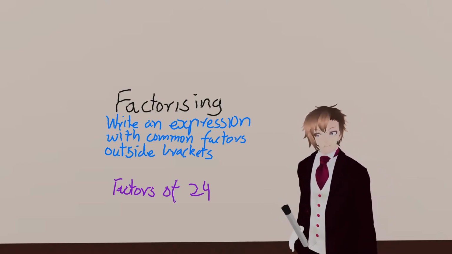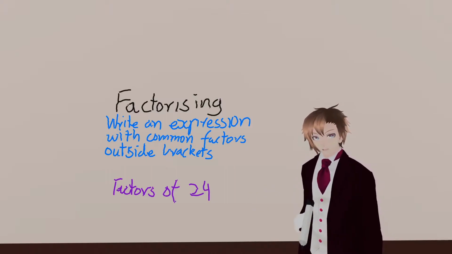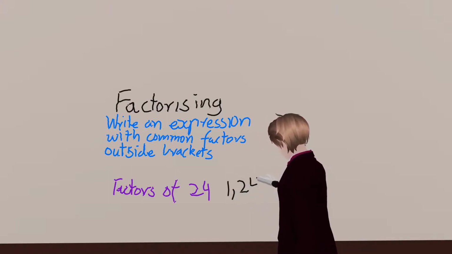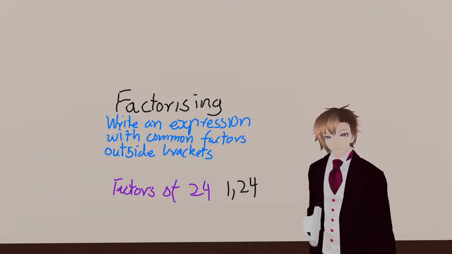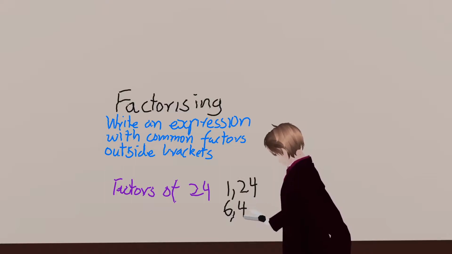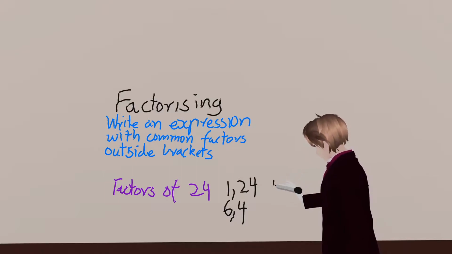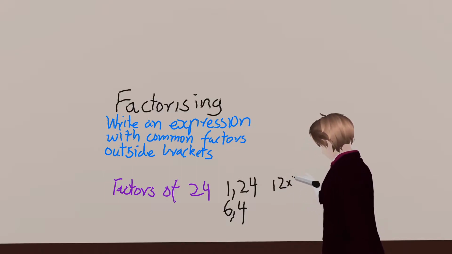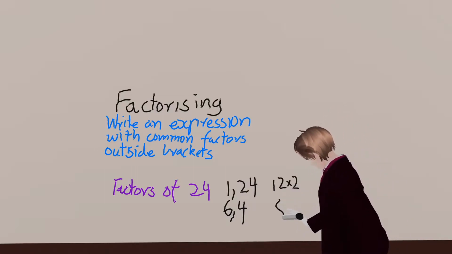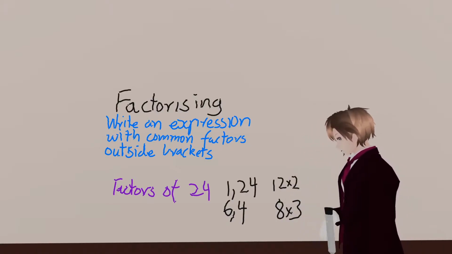So here we have 24. So what are some factors of 24? The one that people seem to forget about is 1 and 24. Another one would be 6 and 4. 6 times 4 is 24. Another one would be 12 times 2. And the last one is 8 times 3. These are all my factors of 24.